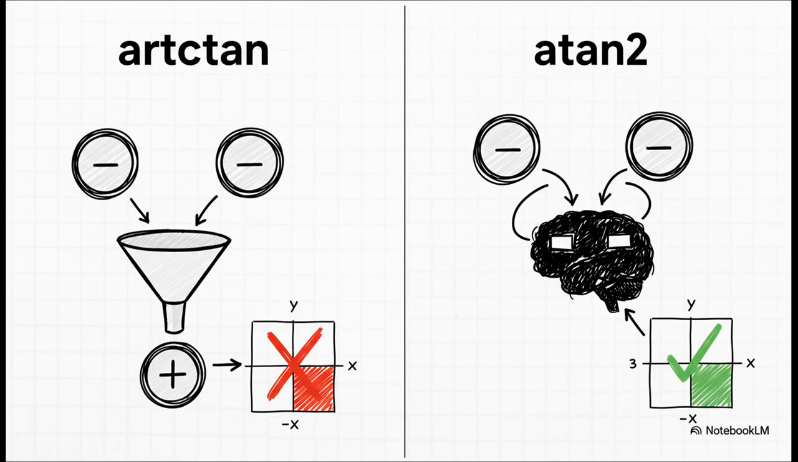How does atan2 work where arctan fails? It's all about information. See, when you calculate y divided by x before finding the angle, you lose crucial info. The number -1 divided by -1 is 1, but so is 1 divided by 1. The formula has no idea which one you started with. But atan2 is smarter. It takes y and x as two separate inputs. It looks at their signs first and says, aha, a negative x and a negative y, that's got to be the third quadrant. It keeps the quadrant information safe.